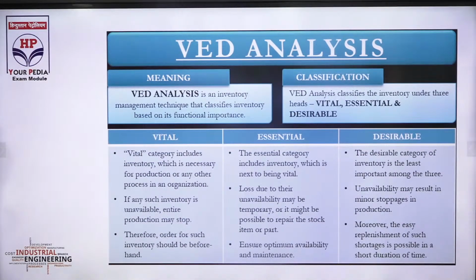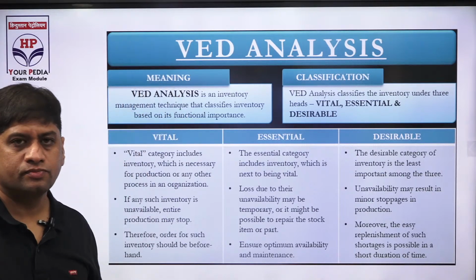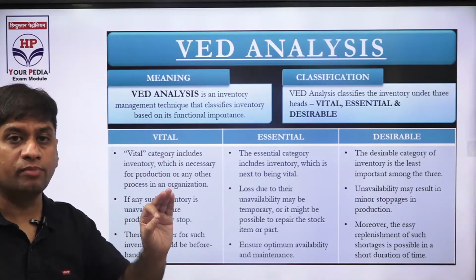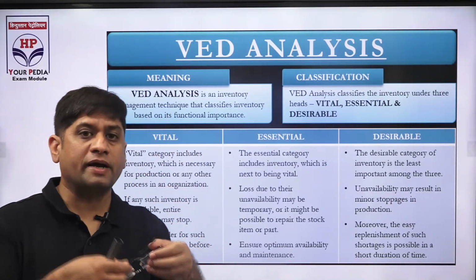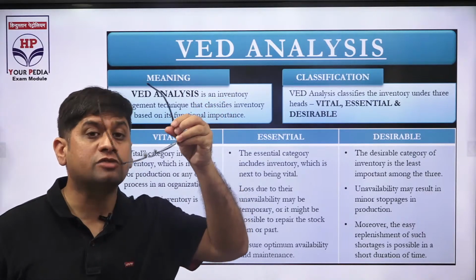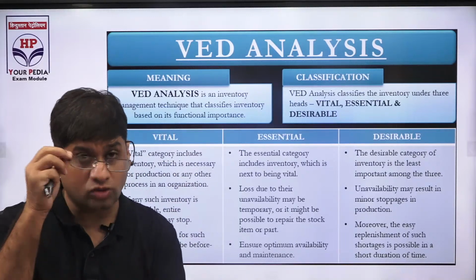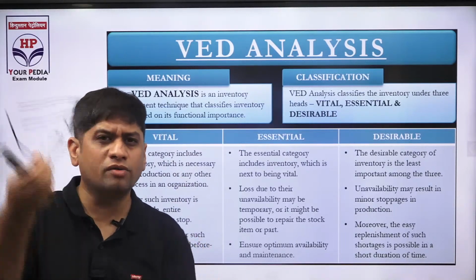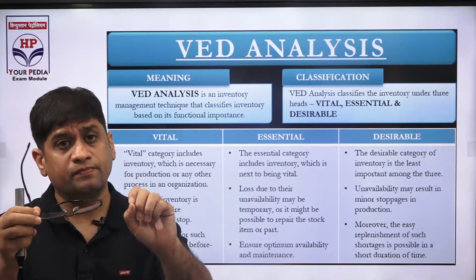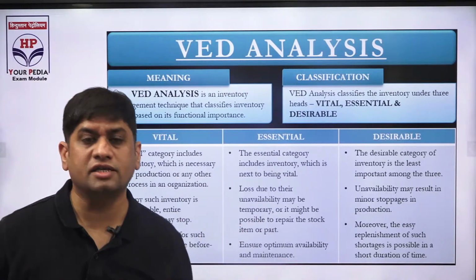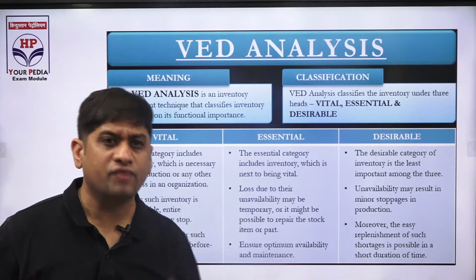What is the meaning of VED? It is an inventory management technique that classifies the inventory based upon its functional importance. And ABC is on the cost. This is on functional importance. It is very important. Like specs, I tell you. For teaching, these specs are very important for me because I cannot read something which is very close without the specs. It is not cost. It may not be very costly specs, but functionally it is very important. Otherwise, I cannot teach, I cannot read. You understand? Maybe that is functional importance.